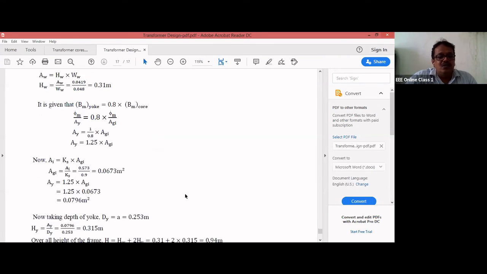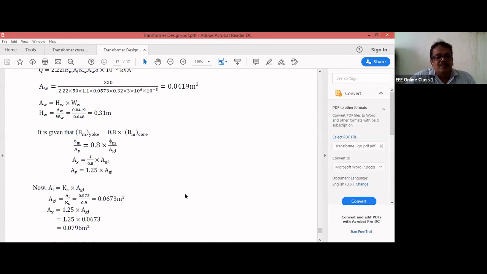But regarding the yoke, still I have to find out the yoke dimensions, height of the yoke, depth of the yoke, and area of the yoke. And what is the condition given? It is given that the flux density in the yoke is equal to 80% of flux density in the core. So flux density in the yoke can be written as flux by area, phi m by AY, and 0.8 into, once again, flux density in the core, phi m by AGI. Why have I written AGI here?